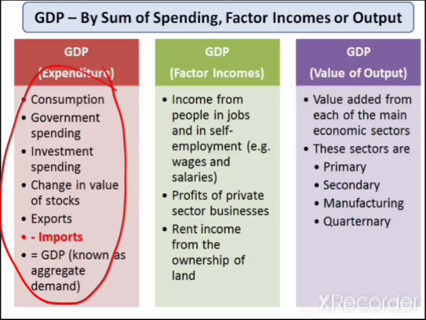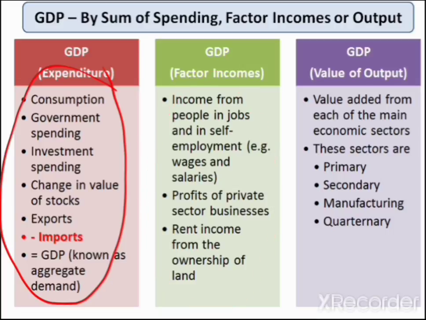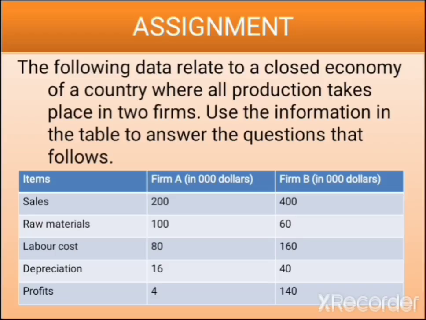Then we have the factor income approach, or the income approach. It simply measures the income received by the various factors of production. Then the value added approach records the output, or the goods produced, by the various sectors of the economy. So these are some of the approaches we use to measure the national income of a country, and we have looked at their limitations.